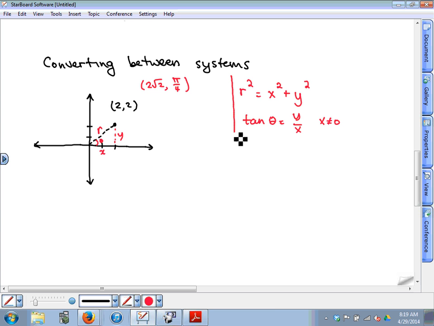So, I want you to put a box around these two formulas here. This is how you change from rectangular. This only works if you're going from rectangular to polar coordinates. So I want you to write rectangular to polar.